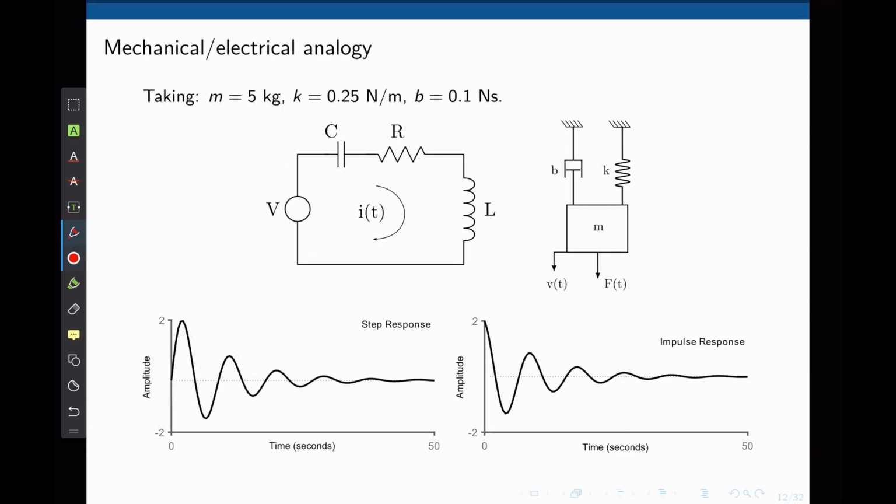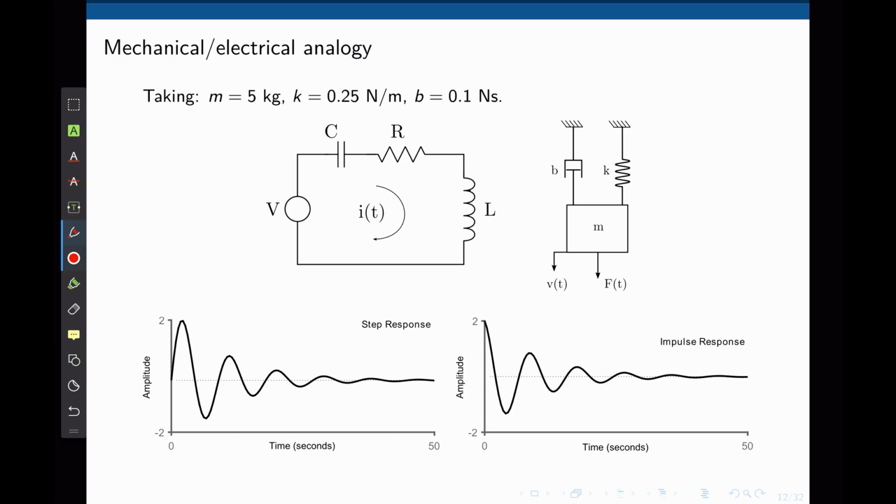Now let's take the same example once again, but now instead of looking at the displacement, let's look at the speed. And instead of looking at charge, let's look at the current. Let's start with the step response. If you turn the circuit on, we'll see initially a current flowing in the circuit, and eventually the capacitor becomes an open circuit and the current goes to zero.